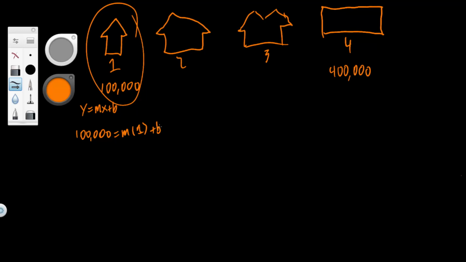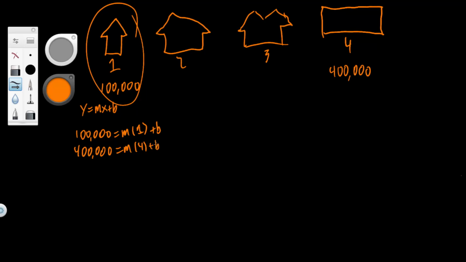Because you have two unknowns, we've got m and b, so we need two equations here. Again, sorry for the audio. What would the other equation be? Try to think about that. Pause it if you need to. 3, 2, 1. So we're going to have 400,000 for the y, equals m, and then x for this situation is 4, plus b.